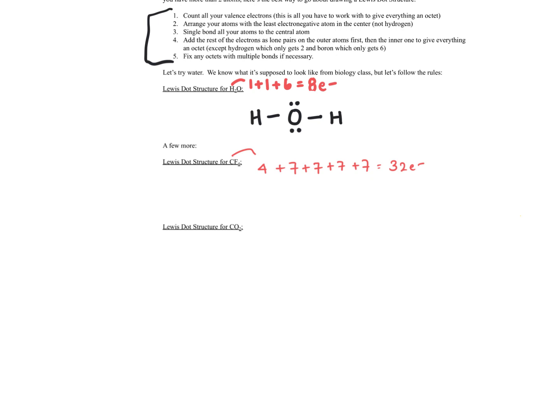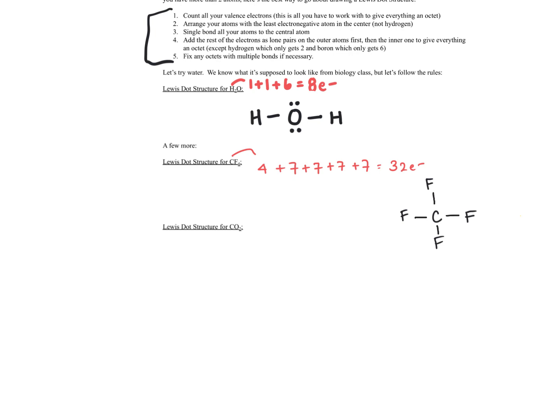I'm going to arrange my atoms with the least electronegative atom in the center. So carbon is much less electronegative than fluorine. It's also usually the atom that you only have 1 of. We'll put carbon in the center, and I'm just going to draw the fluorines around the outside. Now we're going to single bond everything to the central atom, so just a single bond.